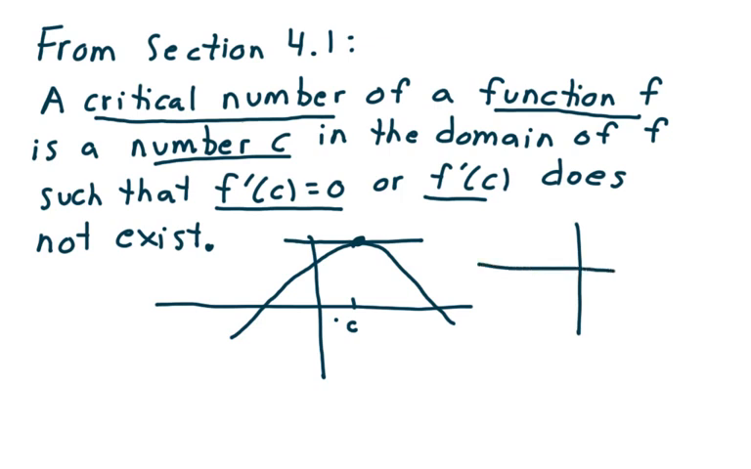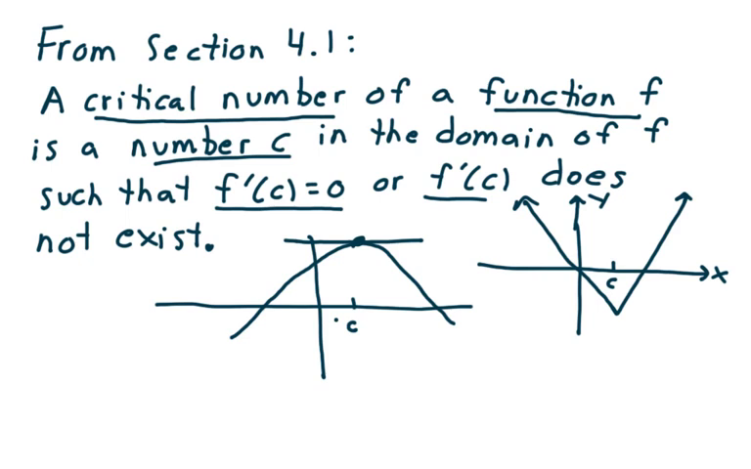And so f prime of c doesn't exist. So in other words, I have something like this. The classic example is like a sharp point. And so this is a situation at x equals c. The slope of the tangent line doesn't even exist.